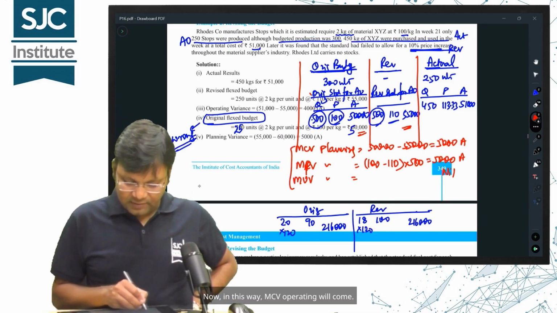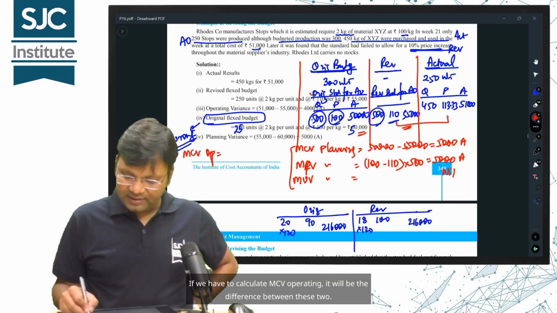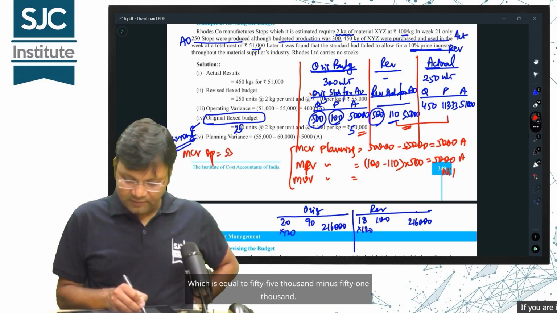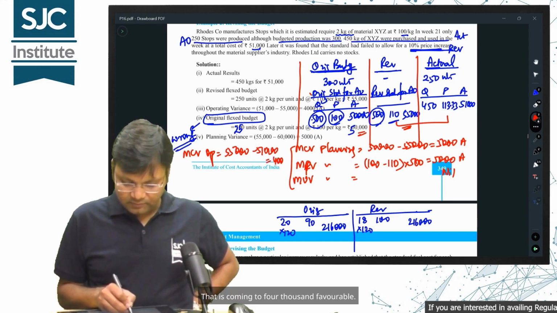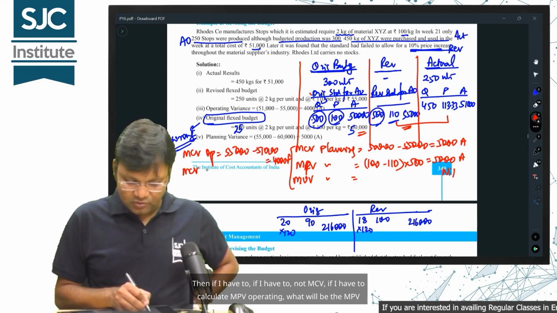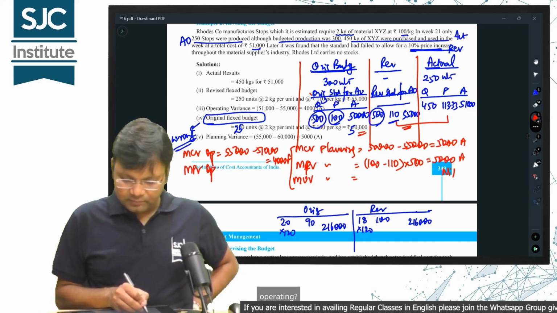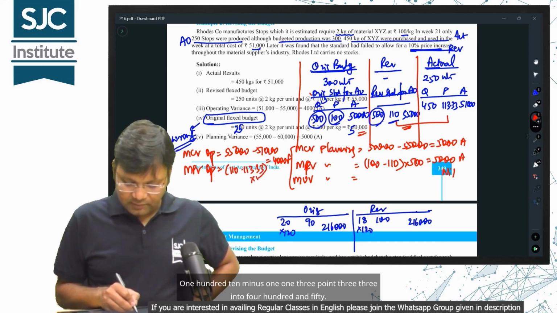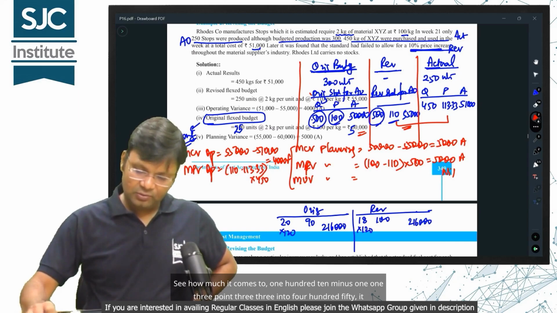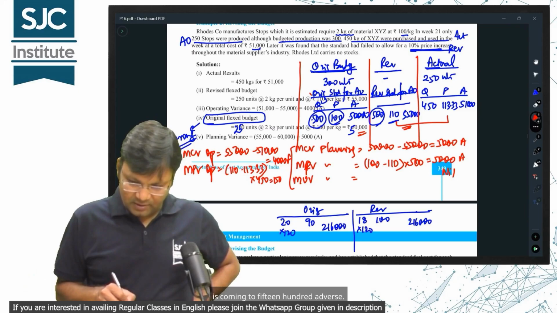Now, in this way, MCV operating will come. If we have to calculate MCV operating, it will be the difference between these two, which is equal to 55,000 minus 51,000. That is coming to 4,000 favorable. Then if I have to calculate MPV operating, it will be 110 minus 113.33 into 450. See how much it comes to. It is coming to 1,500 adverse.